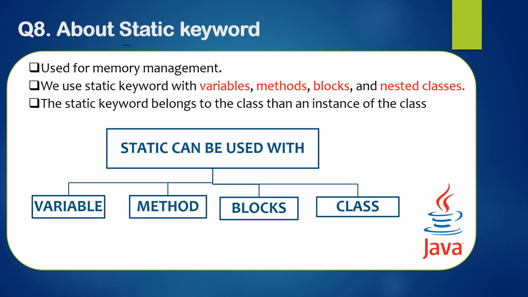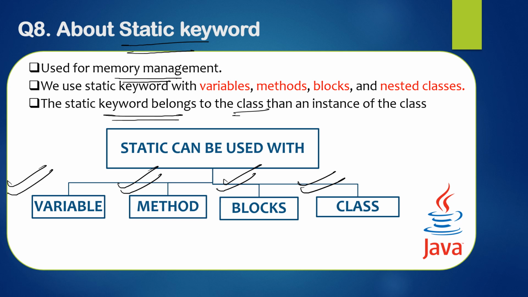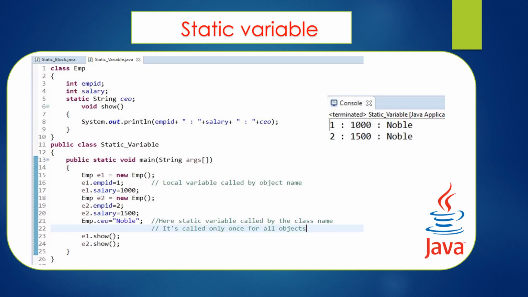Next question is about the static keyword. We use the static keyword in Java for memory management, and static can be used with variables, methods, blocks and classes. The static keyword belongs to the class. It means that we do not have to create an object of that class. We can directly access it using the class. Now we will see the static keyword with a variable.